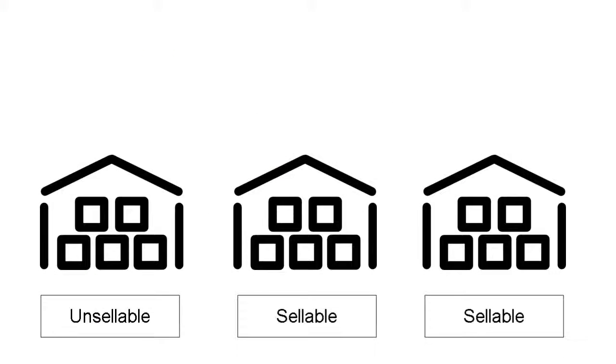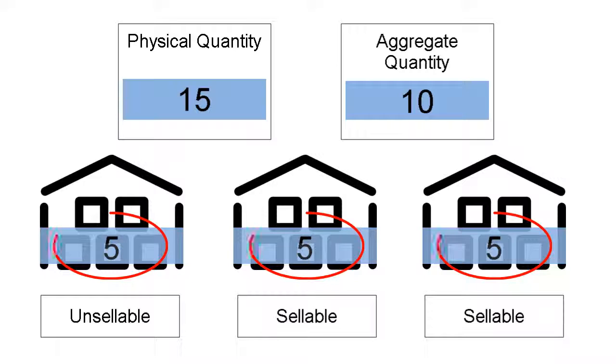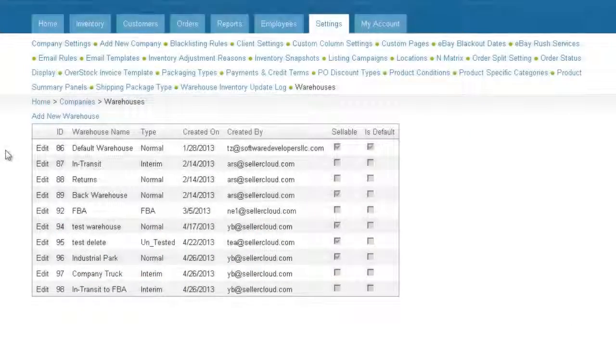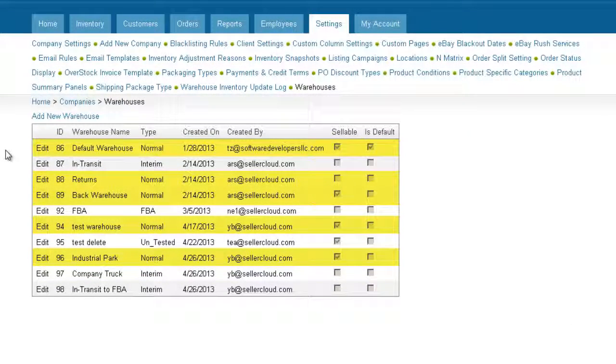Inventory associated with an unsellable warehouse will be considered part of the physical quantity. It will not, however, be calculated as part of the aggregate available or sellable quantity. On the other hand, inventory located in a sellable warehouse will be available as part of the aggregate available quantity and will be used to fill orders. You can create as many normal warehouses as you need. Just click Add New Warehouse and repeat the process.